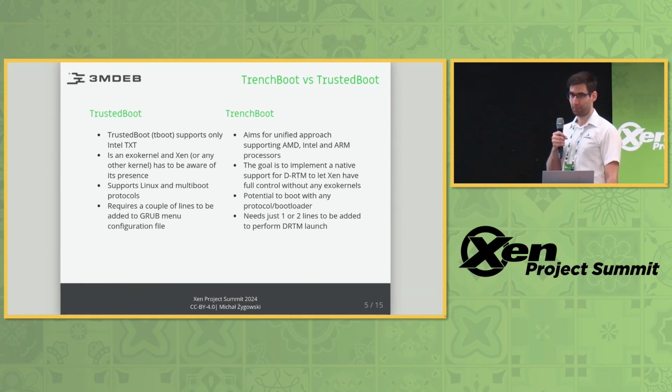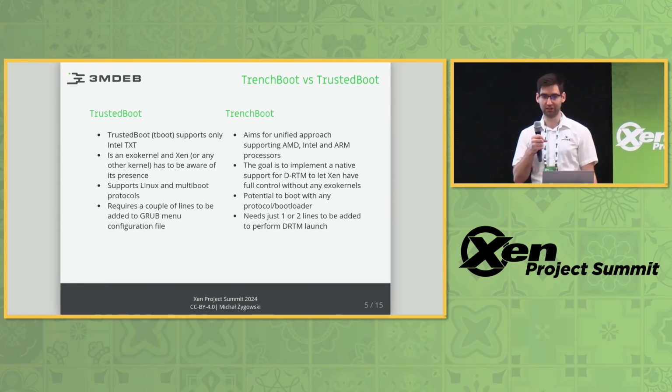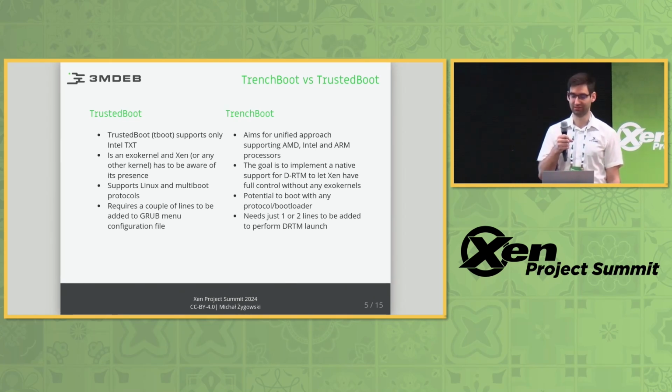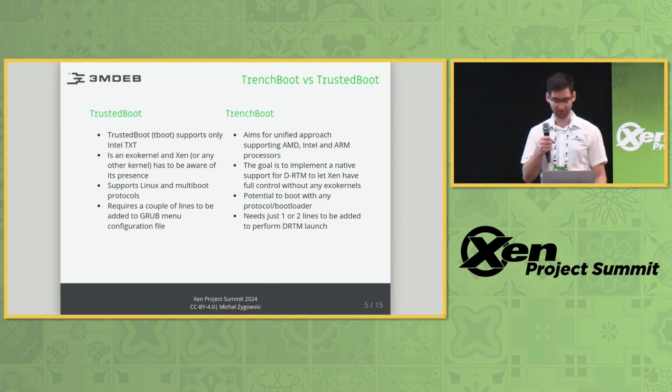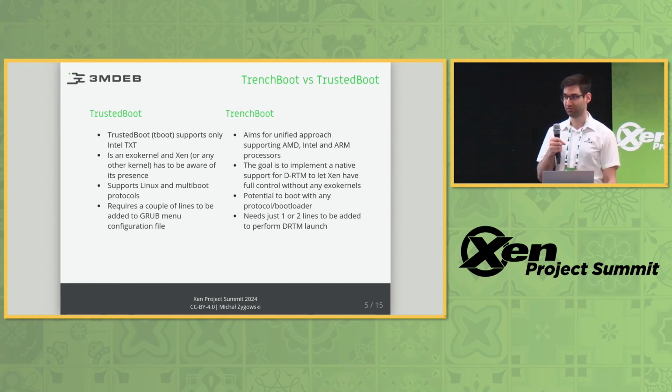Also, it gives us the potential to boot with any protocol if you get rid of the trusted boot, because you can incorporate TrenchBoot in any operating system, kernel, or bootloader. And for comparison, launching a DRTM on an Intel platform requires barely one line of grub configuration to be added. So basically, it is a very simple operation, assuming that the BIOS has loaded a DCE for Intel platforms.